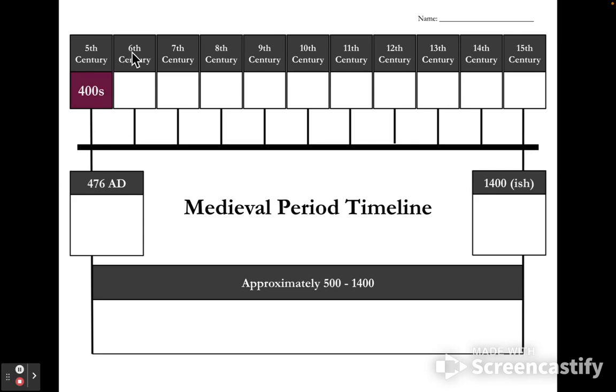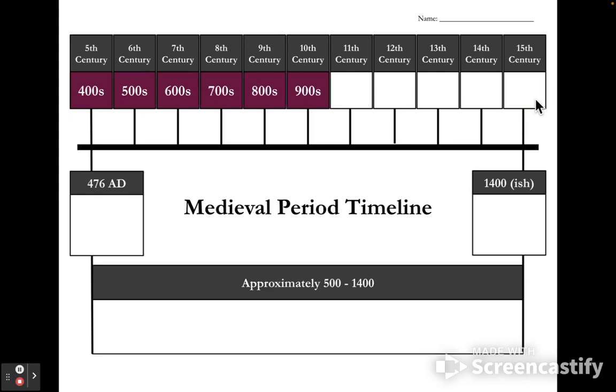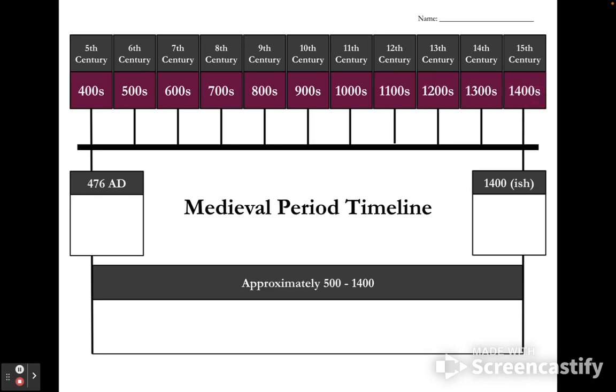The 6th century is the 500s. The 7th century is the 600s. This is a pattern that you can complete all the way through the 15th century. When the video pauses, make sure that you have filled in the years that go with each century at the top of your paper.